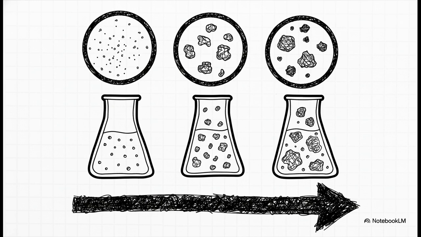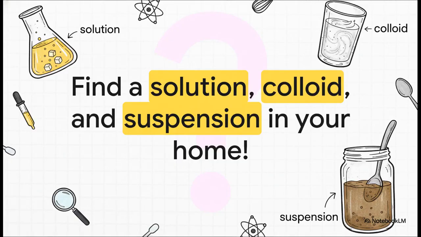So if there's only one thing you take away from our class today, I want it to be this. The main, fundamental difference between a solution, a colloid, and a suspension is simply the size of their particles. That single fact is responsible for all the other properties we've talked about, from how they look to whether they scatter light or not. And now, I have a little bit of fun homework for you.